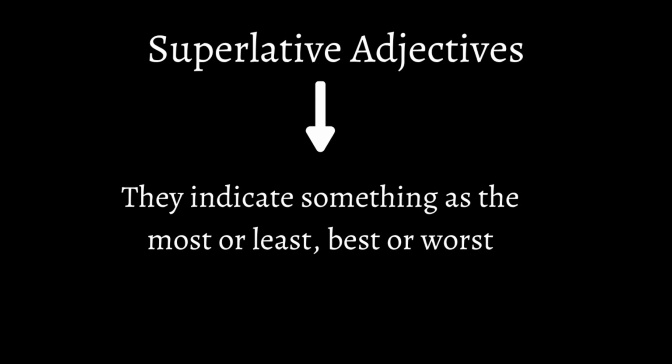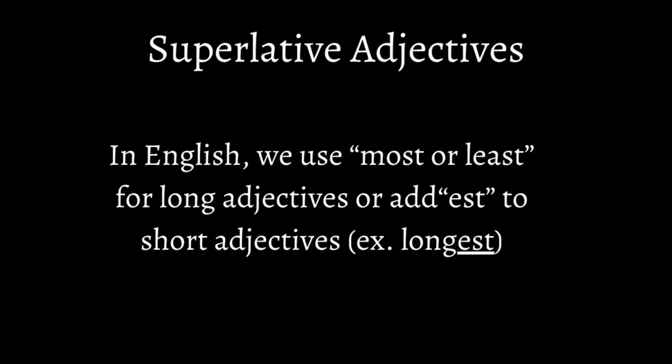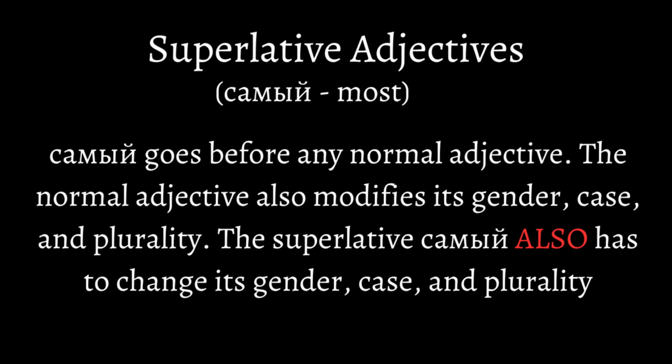At last, there are the superlatives in Russian, which are quite literally the easiest of all adjectives. Superlatives indicate something as the most or least, best or worst, and so on. In English, we use most or least for long adjectives or add the letters est to short adjectives. In Russian, there is no way of adding letters to make a superlative, but it does have the word самый, meaning most, which is placed before any normal adjective to show the comparison. So there are no exceptions. Don't forget that the normal adjective also modifies its gender, case, and plurality. The superlative самый also has to change its gender, case, and plurality.